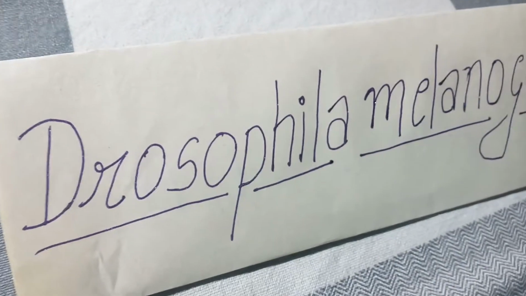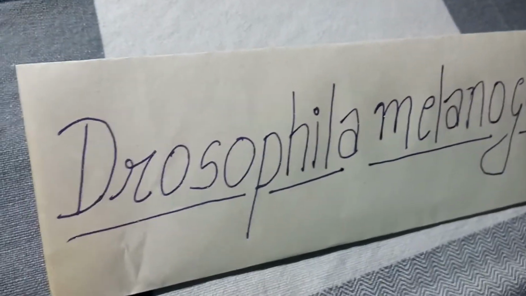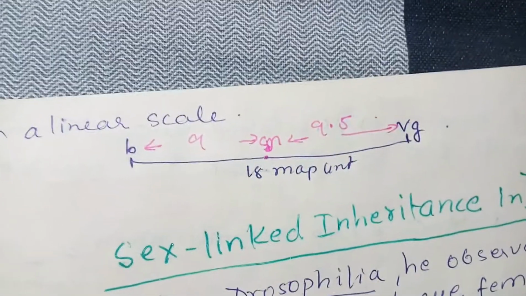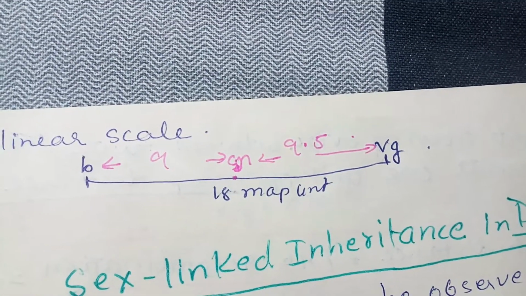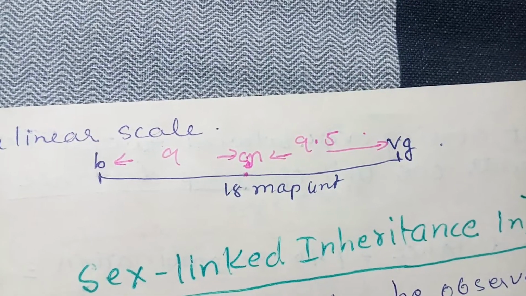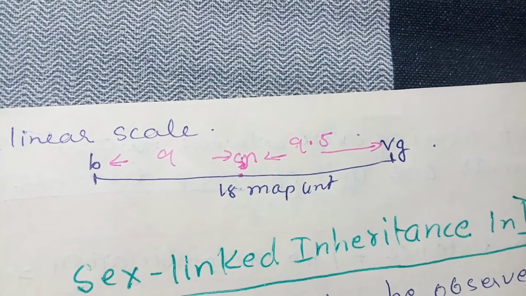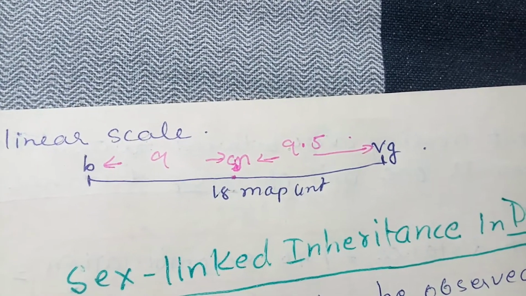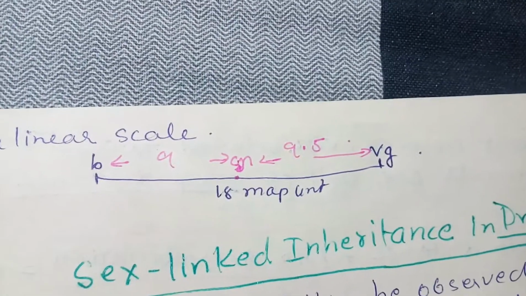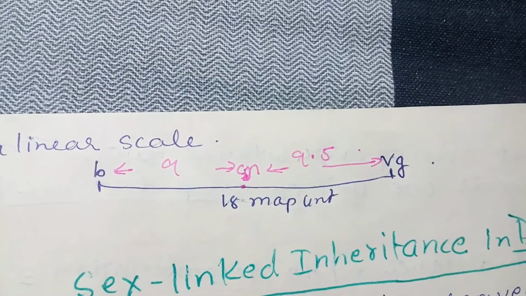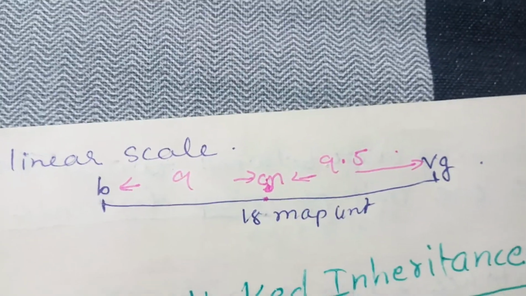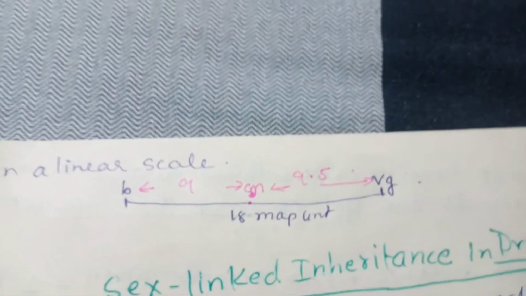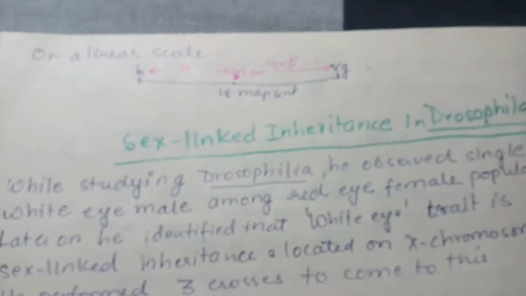So if we try to construct the map on the chromosome, first you plot the distance which is far, so between black and vestigial 18 map units, and then cinnabar can be plotted: between black and cinnabar is 9, and cinnabar and vestigial is 9.5. So you will get the sequence of genes as black, cinnabar and then vestigial. So there is more probability of linkage between black and cinnabar and less between black and vestigial. This is how you can make out a lot of information from the chromosome map. Even mutation is studied.